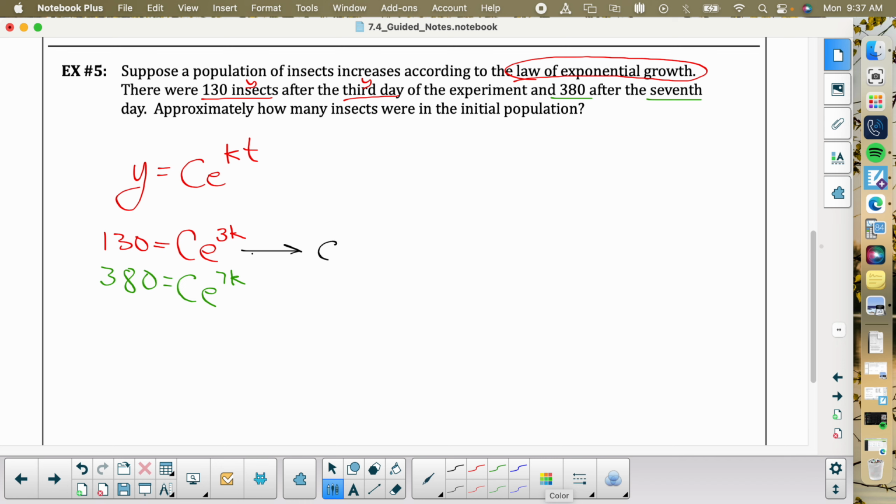So first one, C is equal to 130 over e to the 3k, or if that bothers you, you can write it as 130 e to the negative 3k. I mean, both work. Okay, the other one is identical, 380 over e to the 7k.